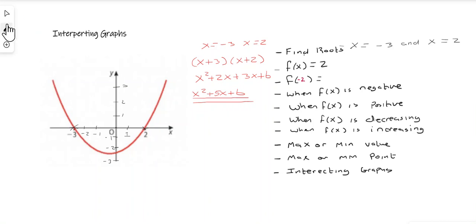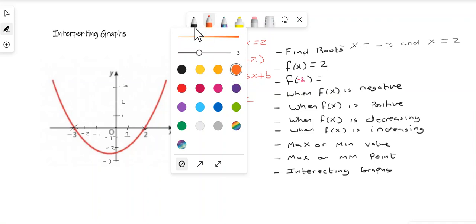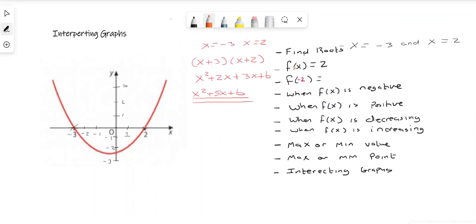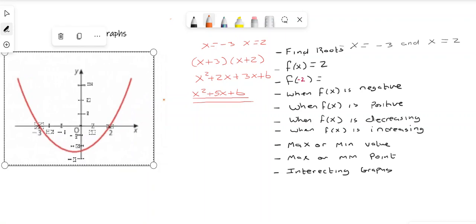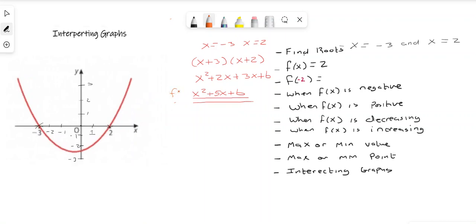The next question asks you to find f of x, where f of x equals 2. Another way we can write this is to say that f of x is equal to this here. So this is equal to function x, or another way to say it is y is equal to that.